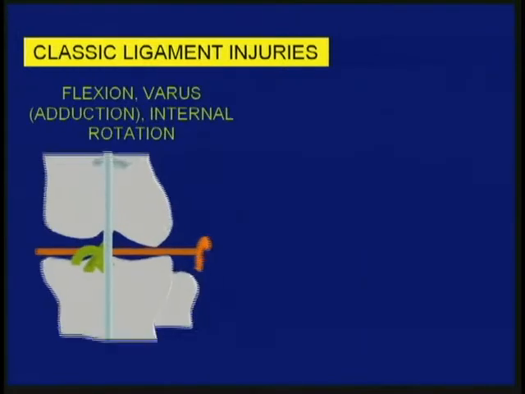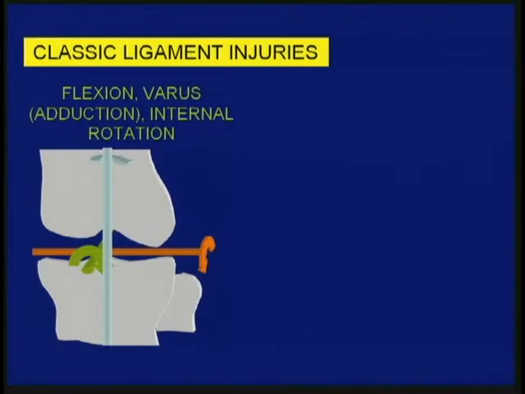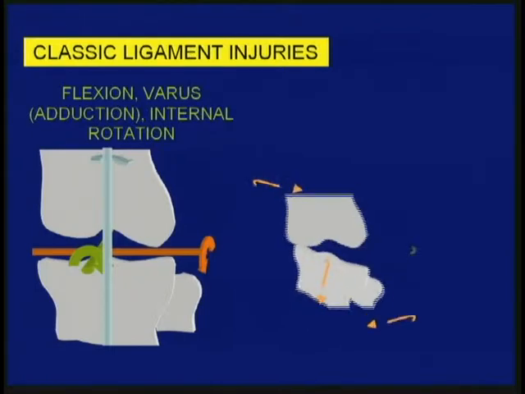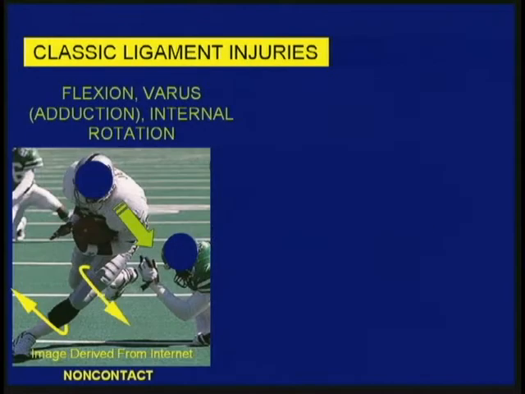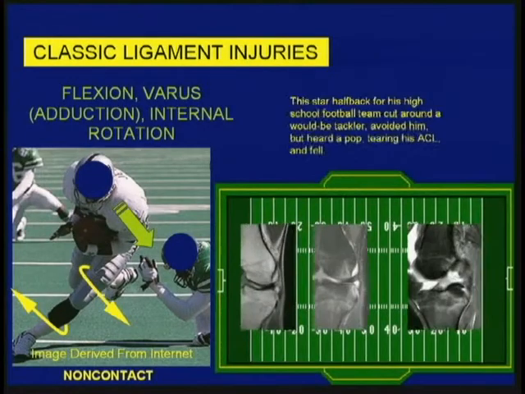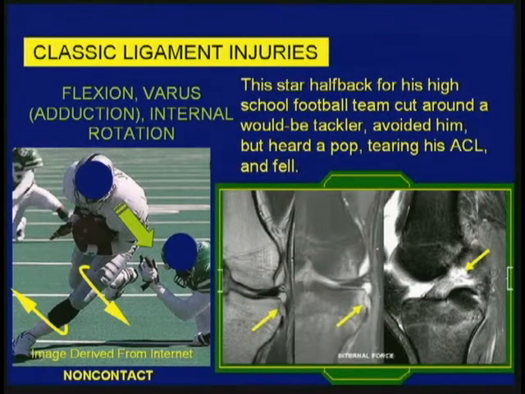So if we look at the first of these two, flexion varus and internal rotation like this, you can see why the tensile injury is to the anterior cruciate ligament and to the lateral ligaments of the knee. The example I show you is this one. This is a star halfback for his high school football team. He cut around a would-be tackler, avoided him, but heard a pop, tearing his ACL, and he fell.